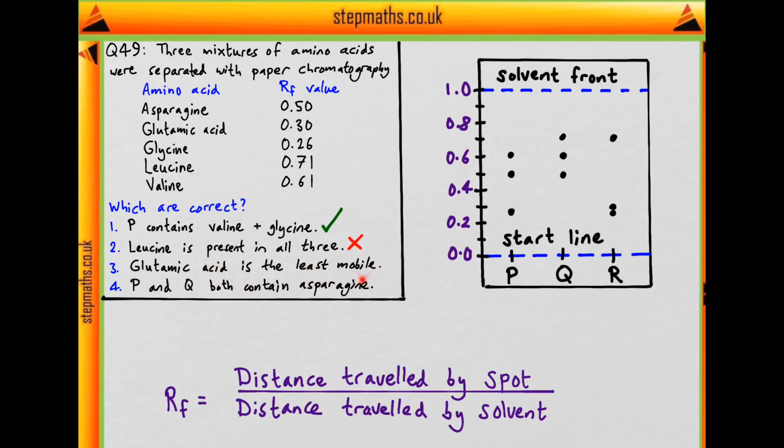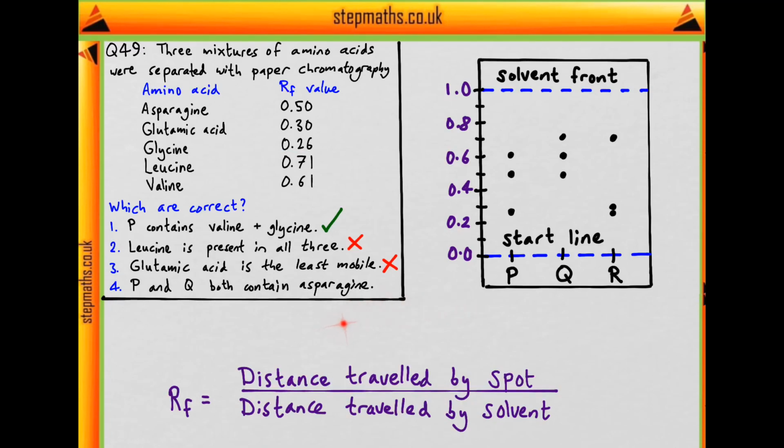Next, we're told that glutamic acid is the least mobile. What does that mean? Well, it's going to have the smallest RF value, because that means it's gone the smallest distance compared to the solvent front over the time. So glutamic acid has an RF of 0.3, but we can see that glycine is even smaller at 0.26. So we can say that number 3 is wrong as well.